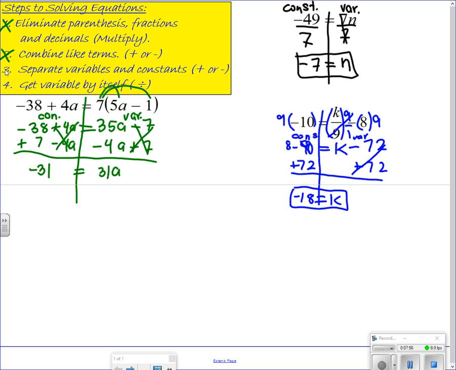So I separated them already. Now last step is the letter by itself, and I should be dividing. So wherever the letter is, I should divide this by 31 because I need to get rid of 31. And what you do to one side, you do it to the other. 31 divided by 31 is 1, and 1 times a is a. And negative 31 divided by 31 is negative 1. And that will be the answer.